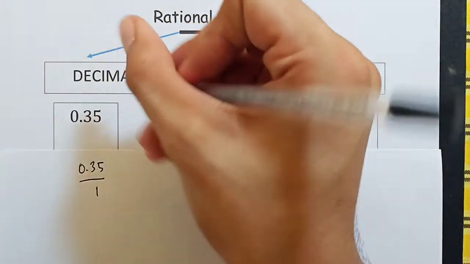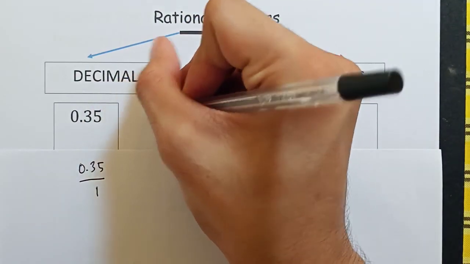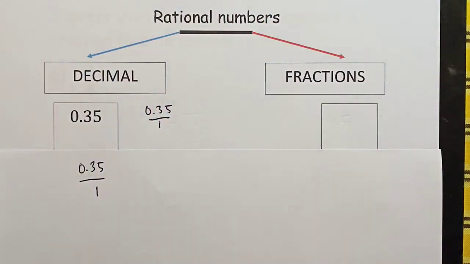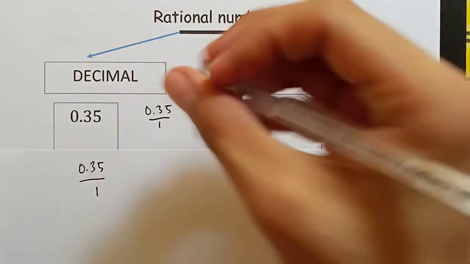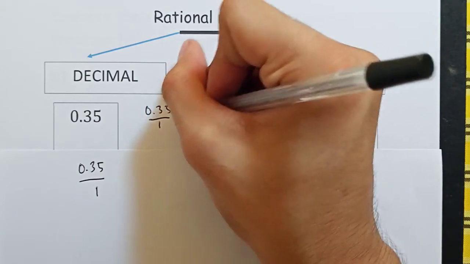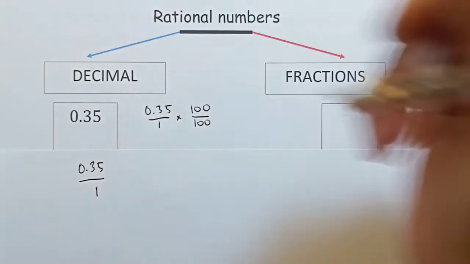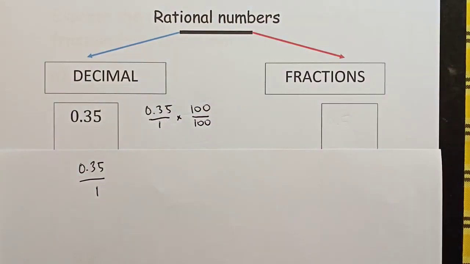So let's represent 0.35 as 0.35 over 1. Then fraction na siya. Para na siyang fraction. Pero sa fraction, bawal tayo magkaroon ng decimal sa numerator or denominator. So anong gagawin natin? We can multiply this by 100 over 100 to eliminate the decimal in the numerator. So bakit 100?